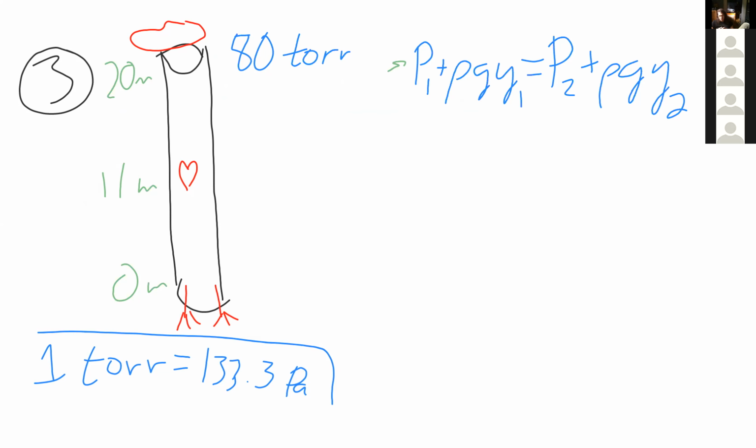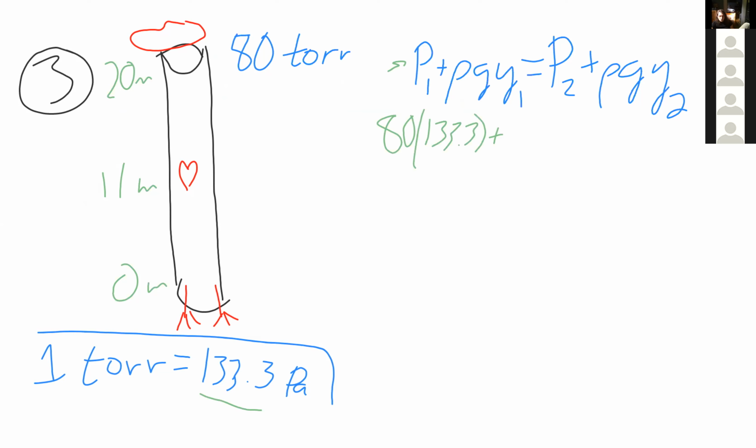I'll go ahead and do the first one, which is to find the pressure at the heart, and the feet will be even easier than the heart because the y will be 0 there. Okay, so my pressure 1 is going to be the pressure in the head. That's 80 torr. I have to do 80 times 133.3, whatever that happens to be. So 80 times 133.3 plus the density is given in the problem, 1.06 times 10 to the third.